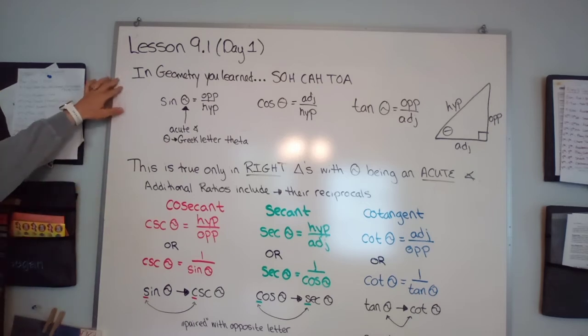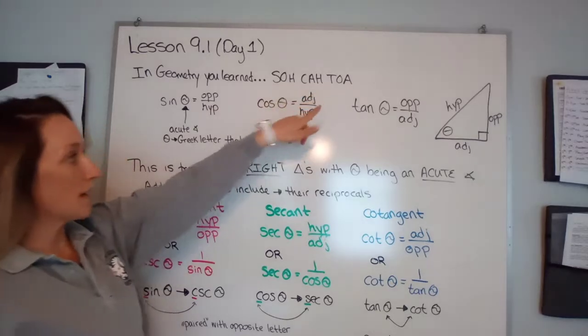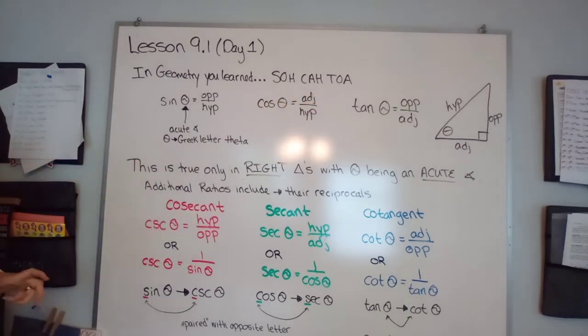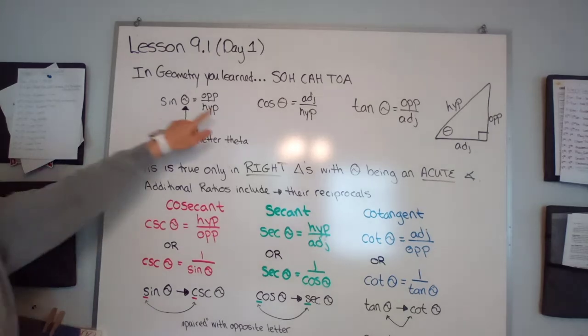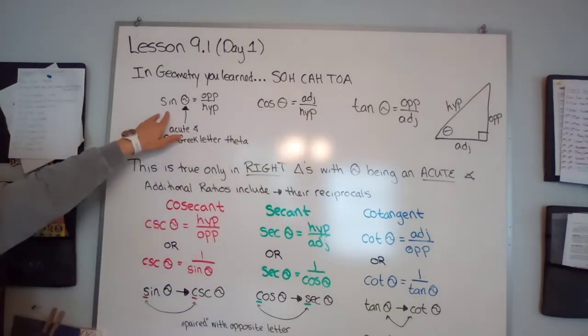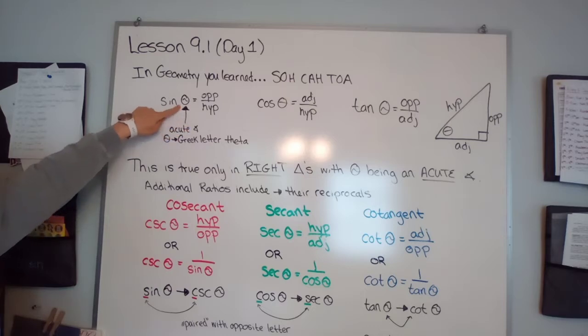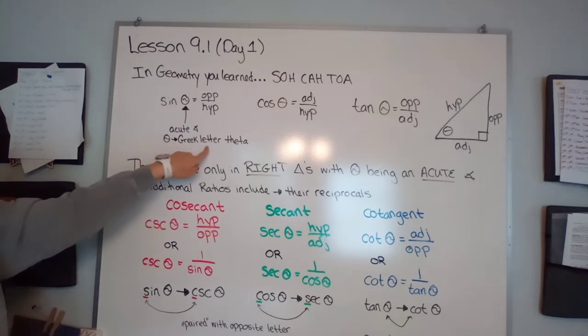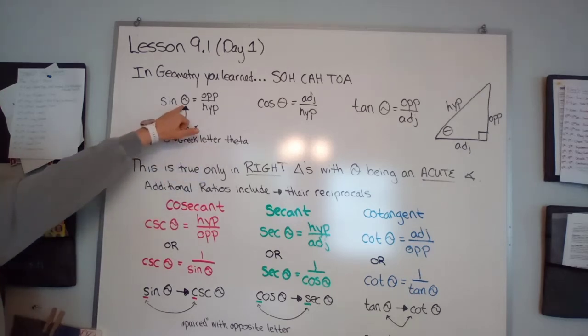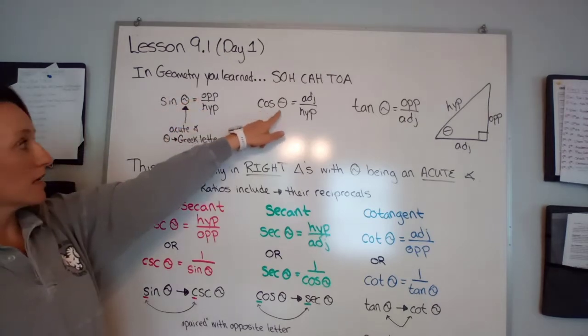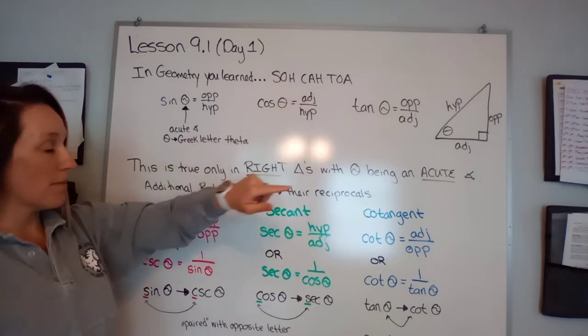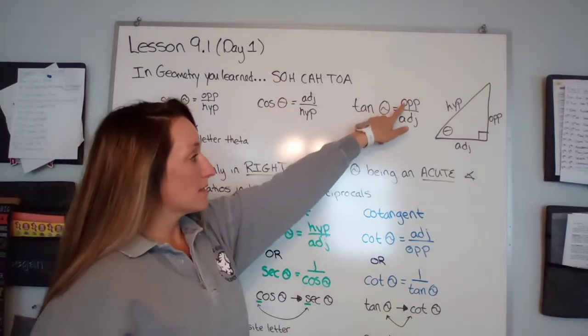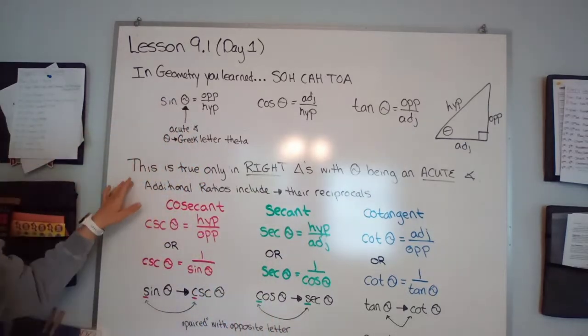If you remember in geometry, you learned SOHCAHTOA. That's the mnemonic device that we use to help us remember how to set up the trig ratios for sine, cosine, and tangent. In Algebra 2, we're going to use this Greek letter, theta, to represent the acute angle. Sine of theta is equal to the opposite over the hypotenuse. Cosine of theta is equal to the adjacent side over the hypotenuse, and tan of theta is equal to opposite over adjacent. This is only true in right triangles with theta being an acute angle.